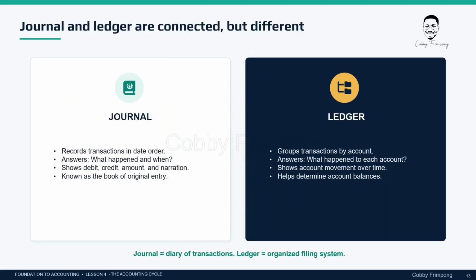Journal and ledger are connected, but different. You can think of the journal as the diary of transactions and the ledger as the organized filing system. The journal records what happened day by day. The ledger groups similar items together. The journal answers what happened and when. The ledger answers what happened to each account.